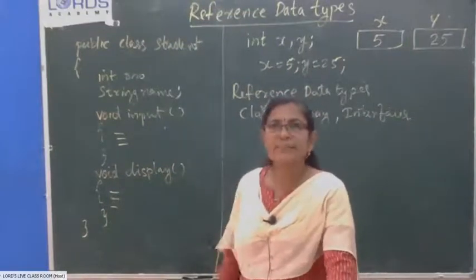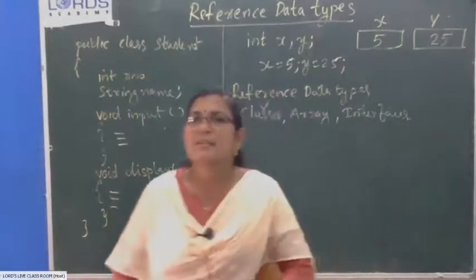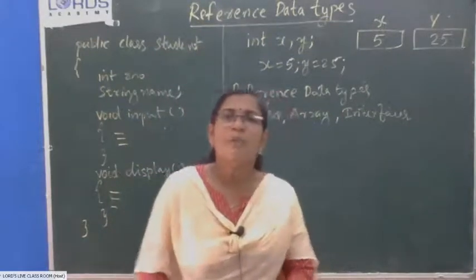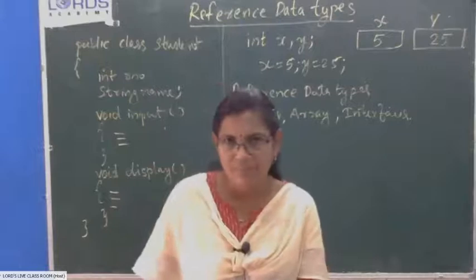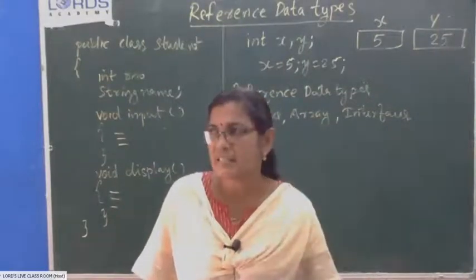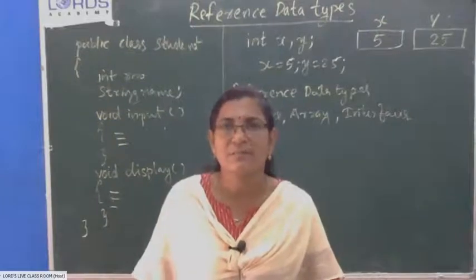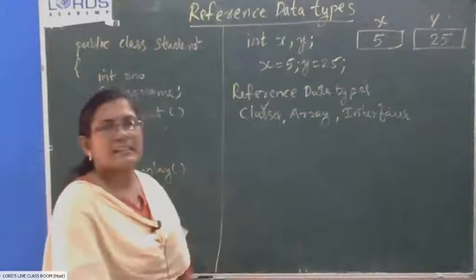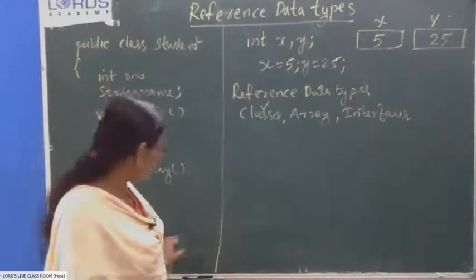To avoid that, when you create an object of a class, you will be able to pass that object to a function. Only the address of the object created by you will be given to the function. We will see what it is. So, reference data types are classes, arrays and interfaces.